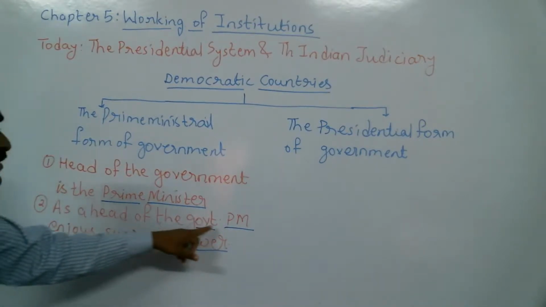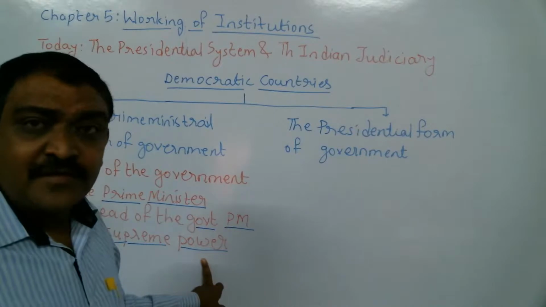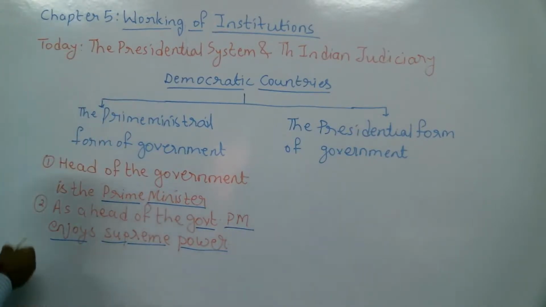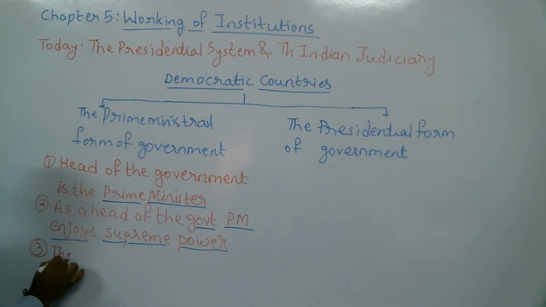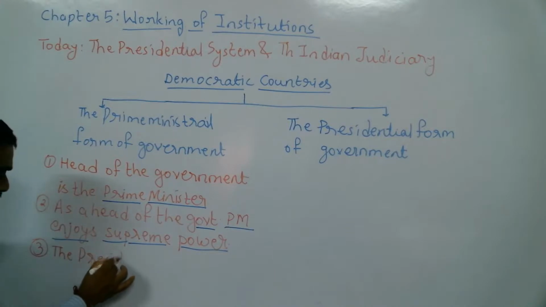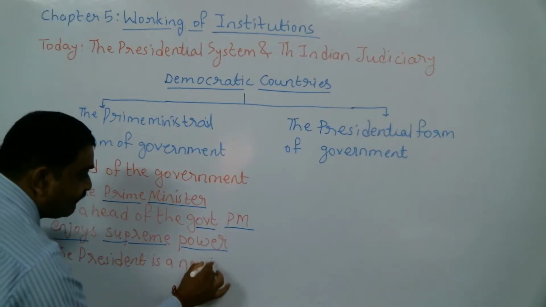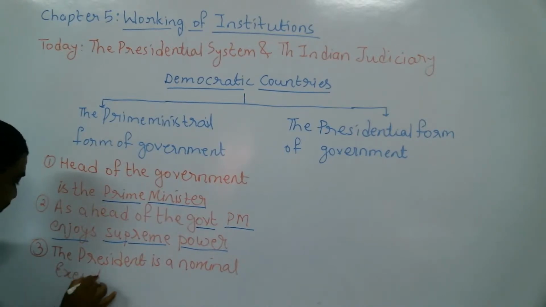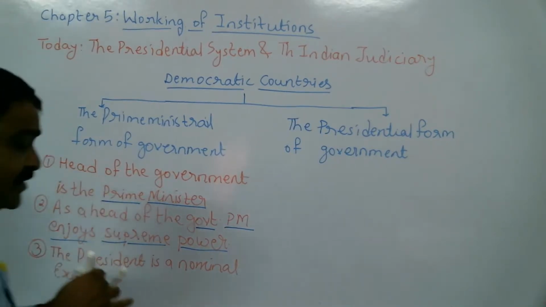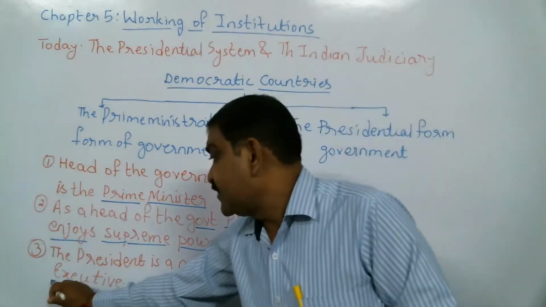So as the head of the government, the prime minister enjoys supreme power. Is it clear? It means that in this form of government, that is in case of the prime ministerial form of government, the president is a nominal executive. So in the prime ministerial form of government, the president is a nominal executive.